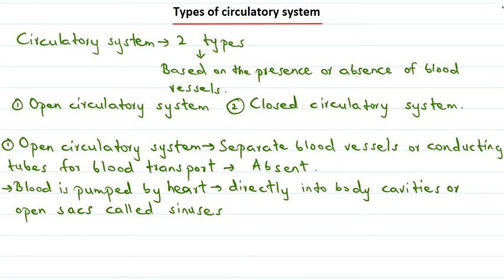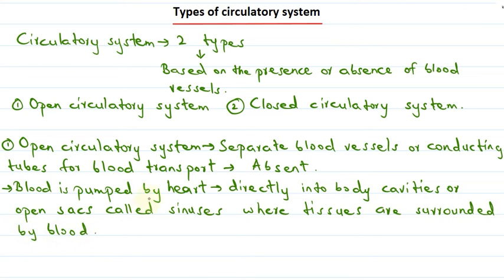So here what happens is that the tissues are surrounded by blood. This type of circulatory system is called open circulatory system, and we can find such type of circulatory system in case of mollusks, insects, etc. In such organisms we can find open circulatory system.